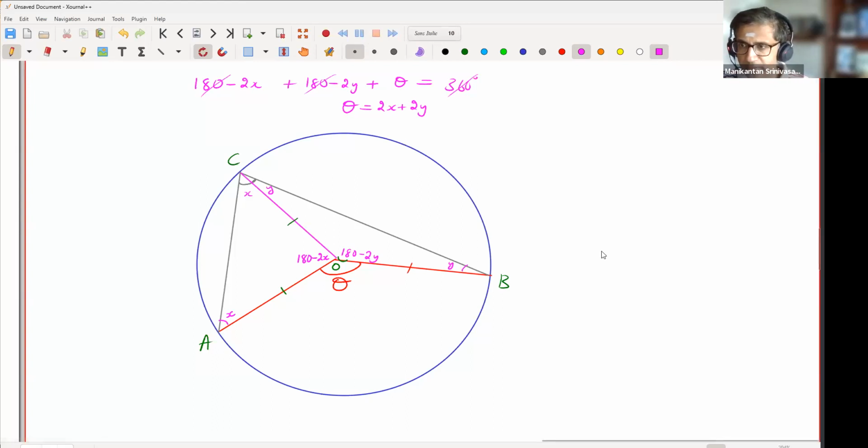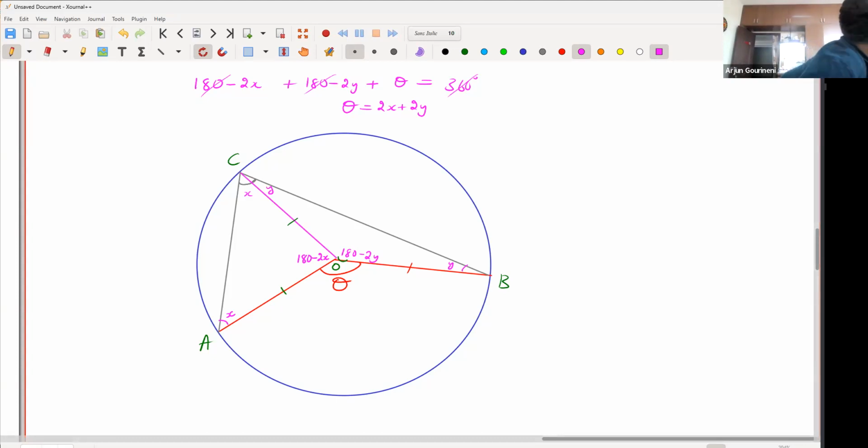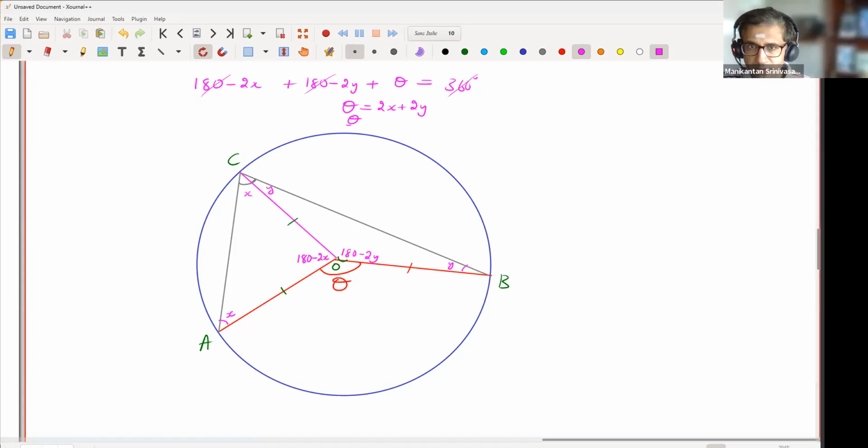Arjun, you're with me, right? So far, all good? Yes, sir. Okay, and therefore, if I divide by 2, theta by 2 is nothing but X plus Y. And that's exactly what we started off by saying. We said this entire angle is theta by 2. This is theta by 2.